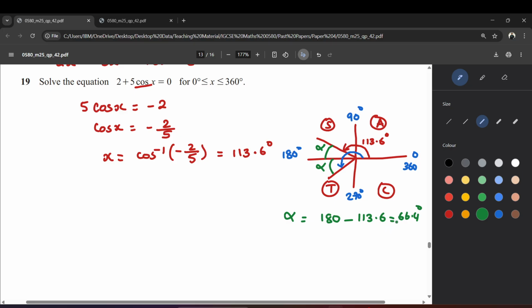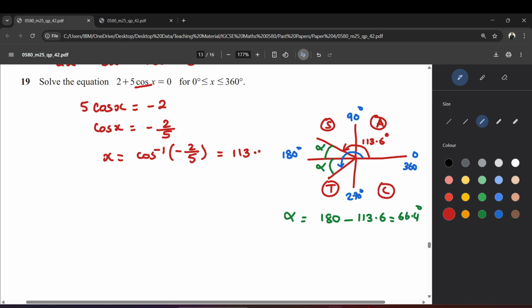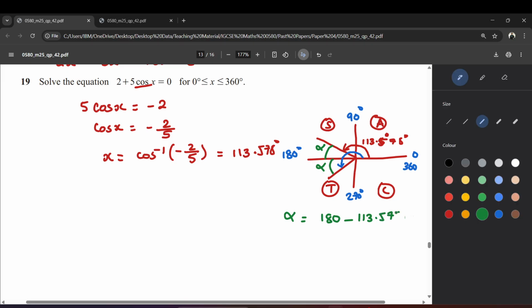Or what we can do is use a greater accuracy over here. So let's say this one is 113.578 instead of 113.6. We can round it off later on, but here let me use greater accuracy, because sometimes these can cause rounding errors. So this will be 113.578, and over here I'm going to do the same thing. Okay, so we have 66.422.